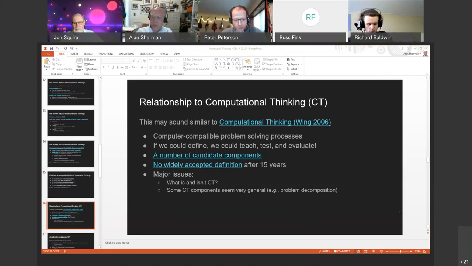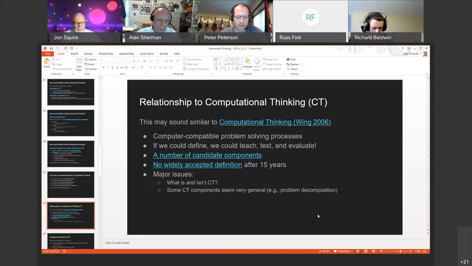Same kind of idea, right? Got a lot of enthusiasm behind it. It's intuitively attractive. If we could define it, we could teach it, test it, evaluate it, just the kind of things that I'm talking about. And there are a number of different candidate approaches for what we call adversarial thinking, or trying to say this is computational thinking. This is what computational thinking is, and outside of that is not. But after about 15 years, people have not come to consensus about that.